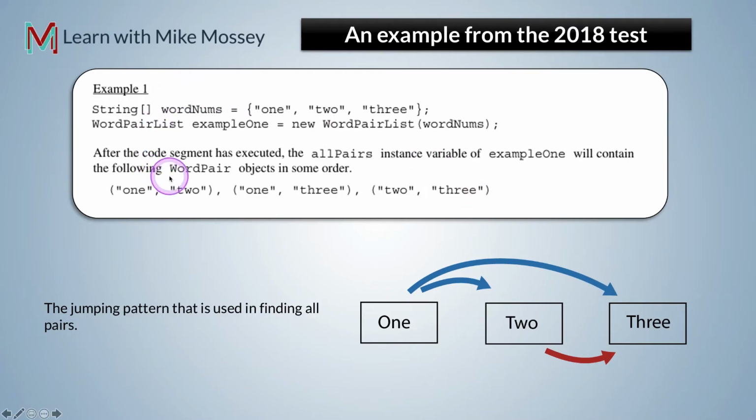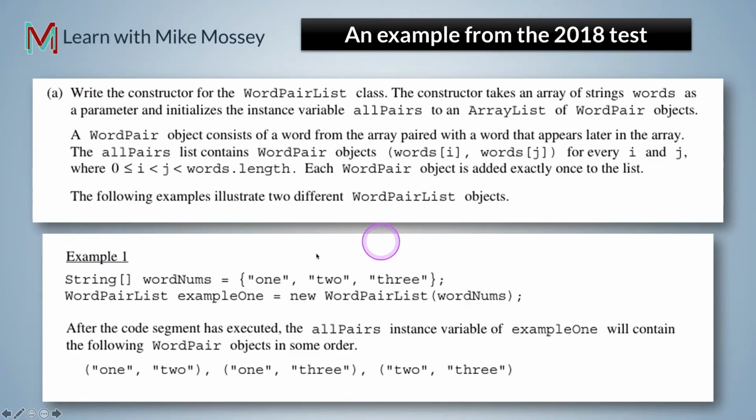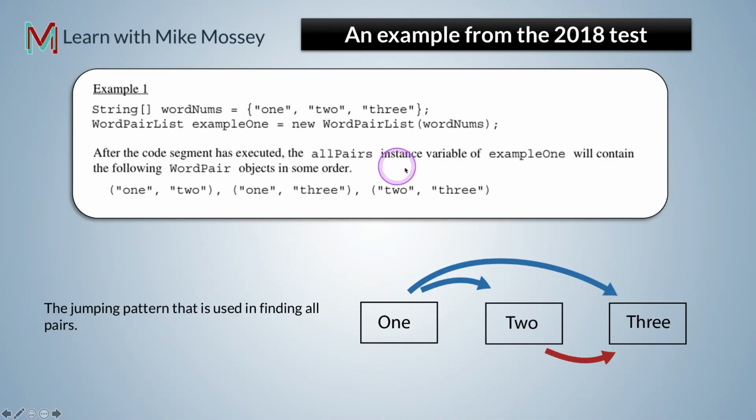I've repeated the example here. This is the same one you saw on the previous page. And I'm going to describe a way of visualizing this pattern, the jumping pattern. How do we form all possible pairs? Well, first we form all pairs that have a 1 in them. And you can see that we pair with 2, that's this short blue arrow. We pair with 3, that's the long blue arrow.